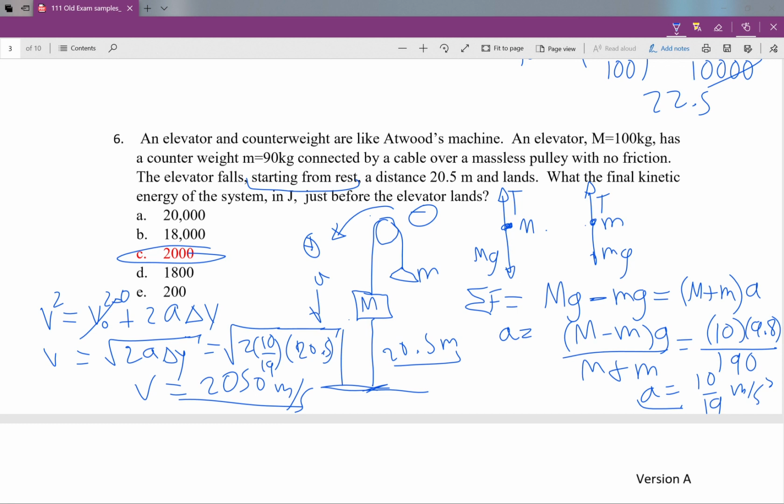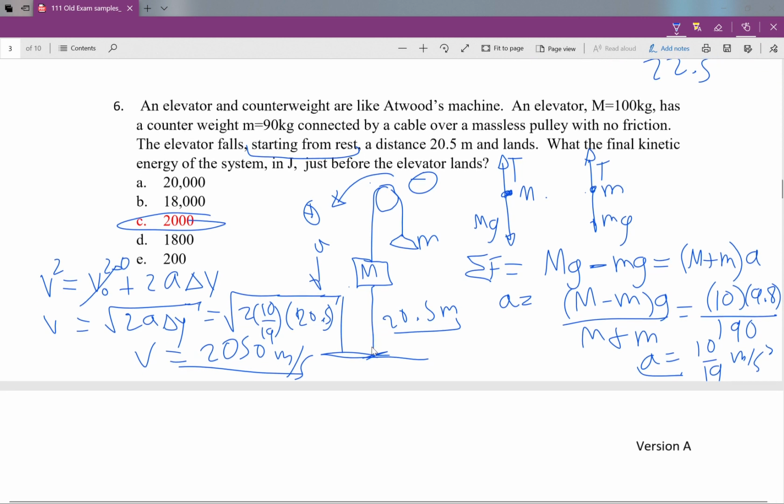But sometimes approximating is not a bad idea. Although in this case, it's irrelevant because once you get to the radical, you're going to have to use the calculator either way. So I guess, just to be safe, use g equals 9.8.